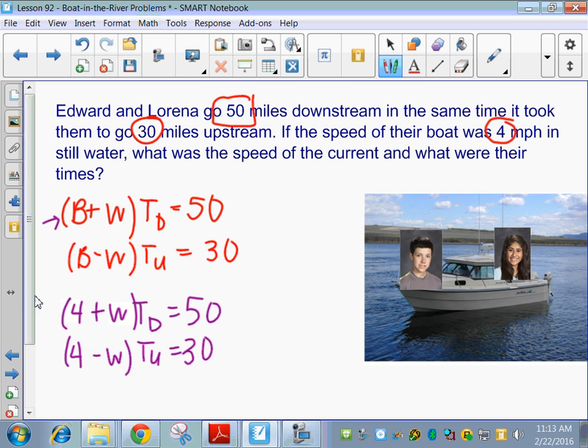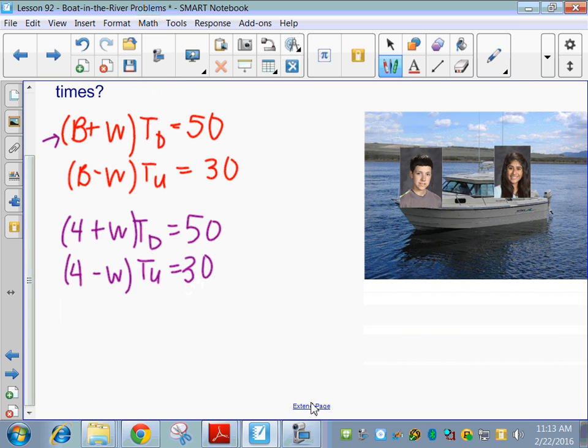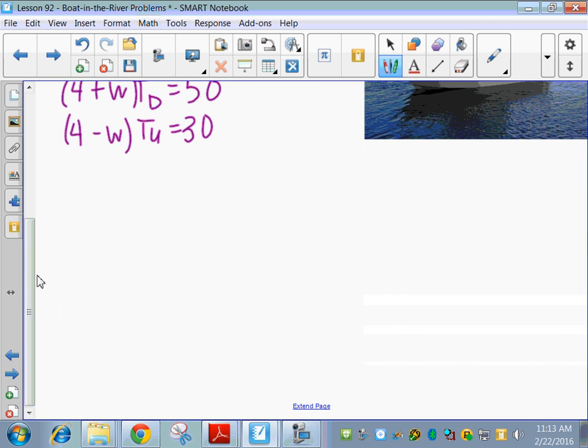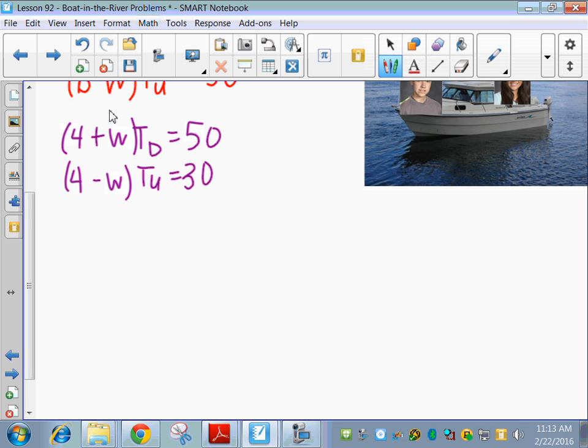So now we have to distribute our times. I'm going to multiply my TD. So I have 4 TD plus W TD equals 50. And distribute here.